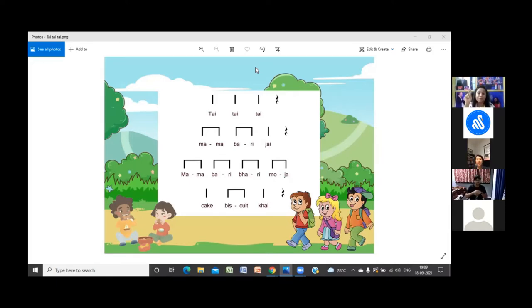Okay. We have to give two chances. Tai, tai, tai. Mama bari chai. Mama bari bari moja cake biscuit khai. Beautiful. So we did ta and ti, which means rhythm, and also the beat part. We completed the beat and the rhythm part. Can we just stand and do some movement with that? Yes. The game part. That's the most interesting part for me.